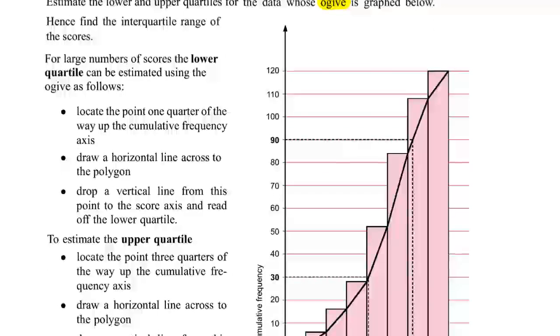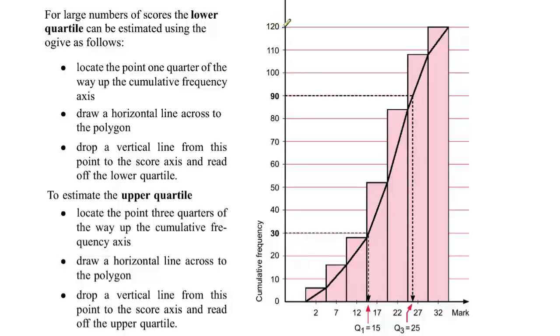Well, look, if you have a quick look at it, there are 120 scores. So that means that 60 down here must be our median score. 30 here must be our lower quartile because 30 is 1/4 of the way up. Our upper quartile must be 90.